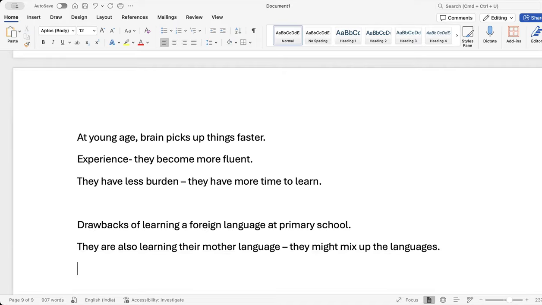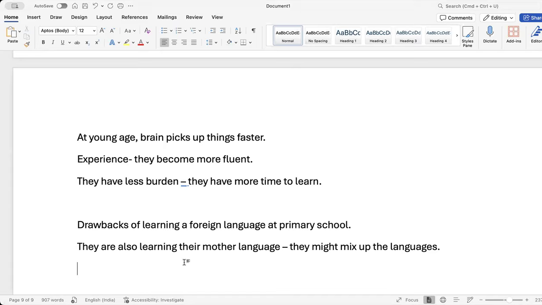Drawback of learning a foreign language at the primary level: it is difficult for them to adjust to a new environment. It's a very difficult challenge for the beginner. Why is it difficult? Environment, culture. Okay. But we have already written they pick up things faster, they have less burden. Then if we write that, we'll be countering our previous points in a way. Okay. Any other thing you can think of?